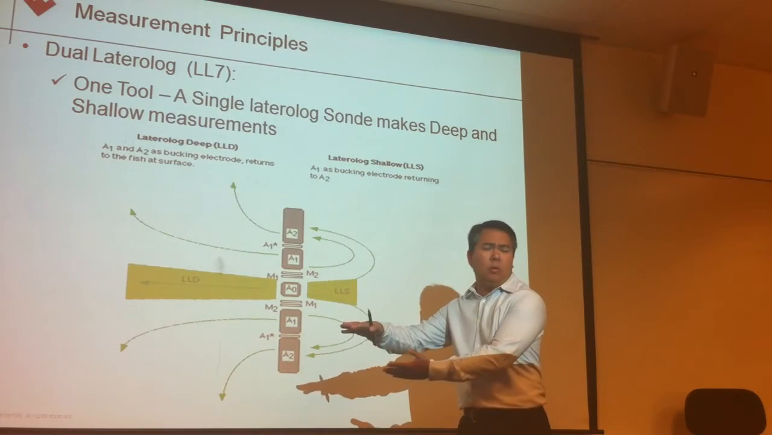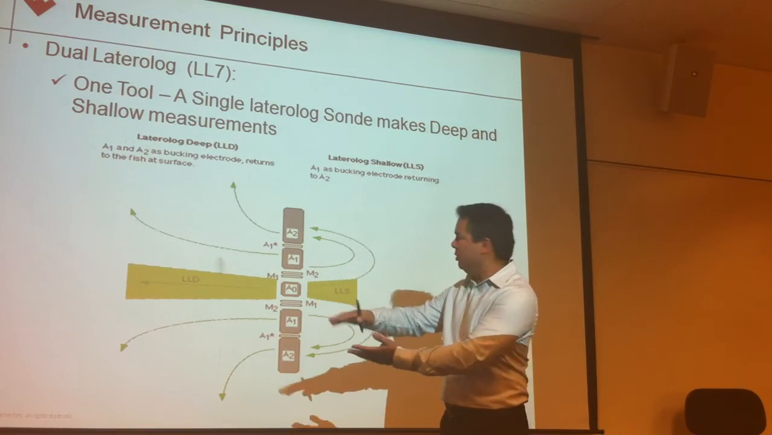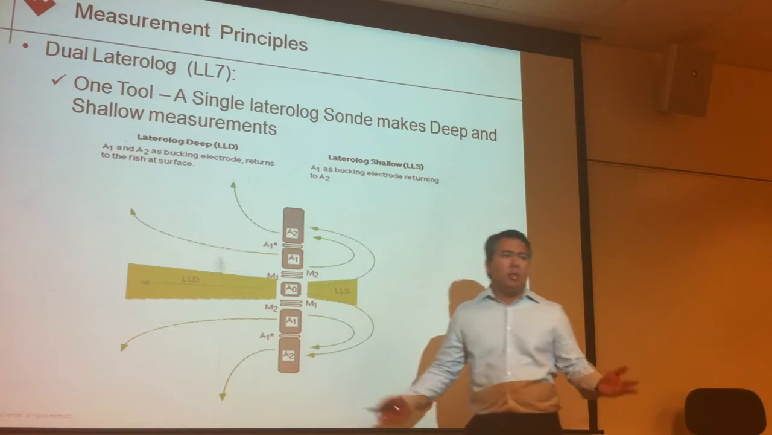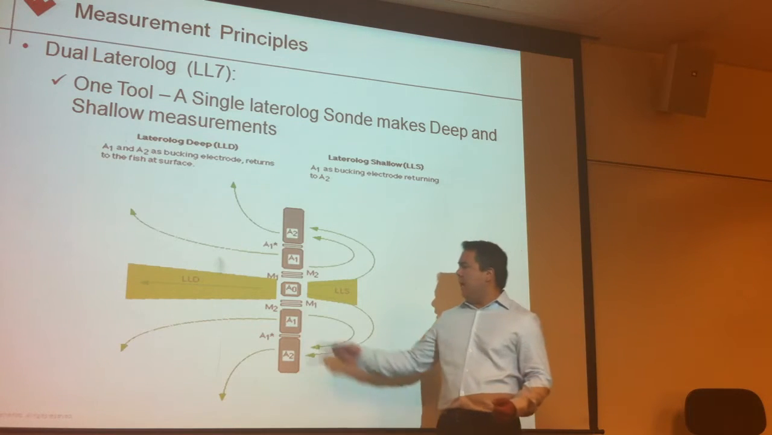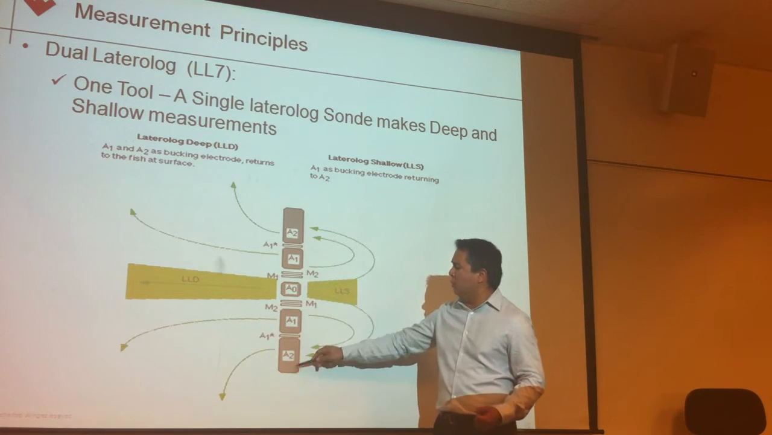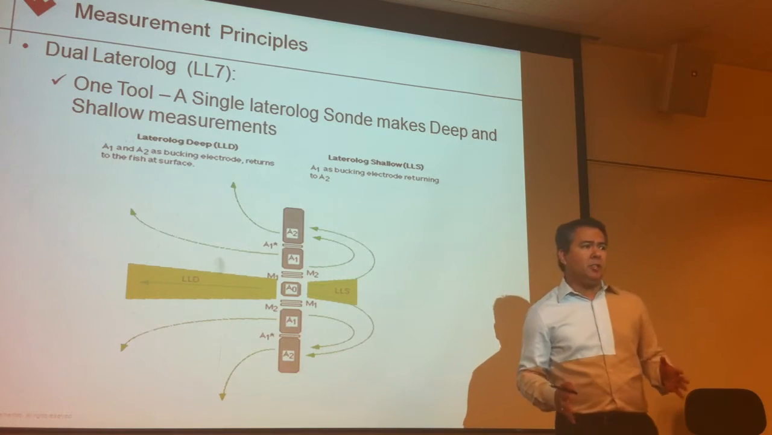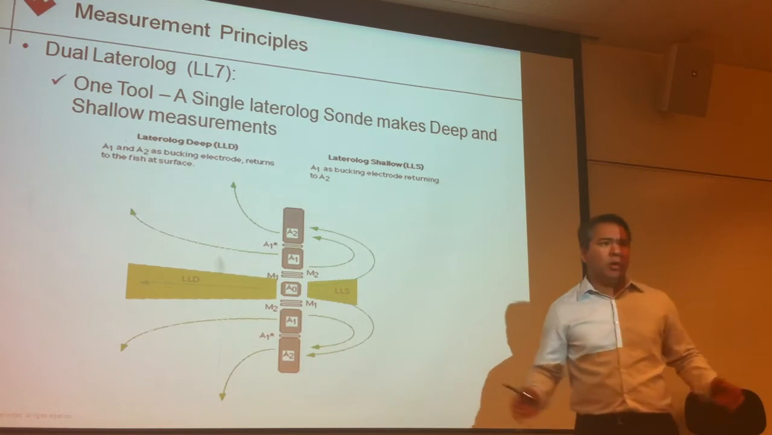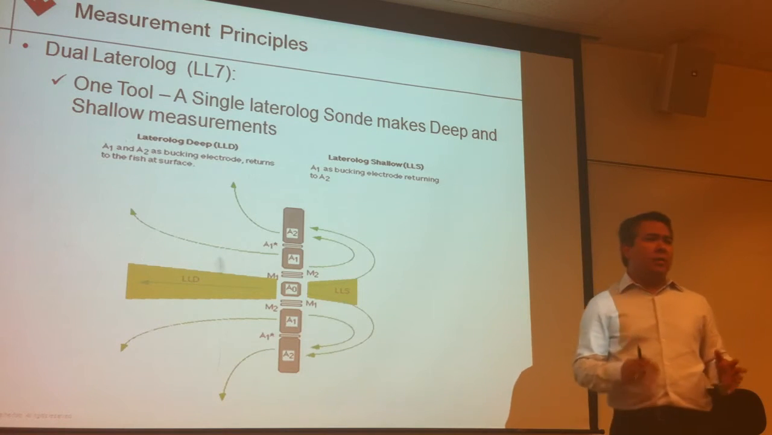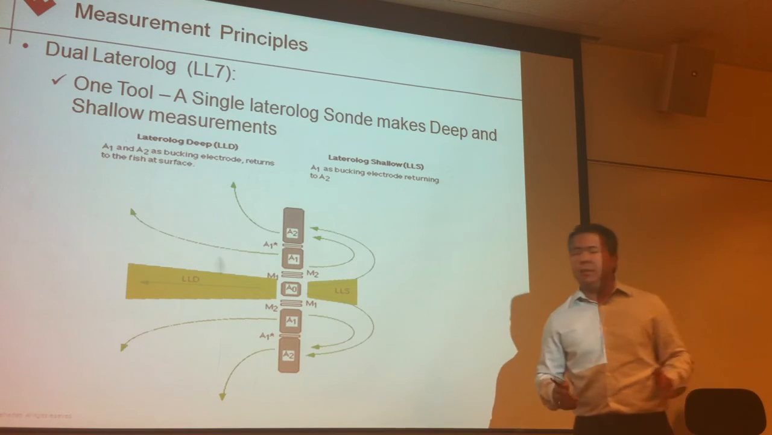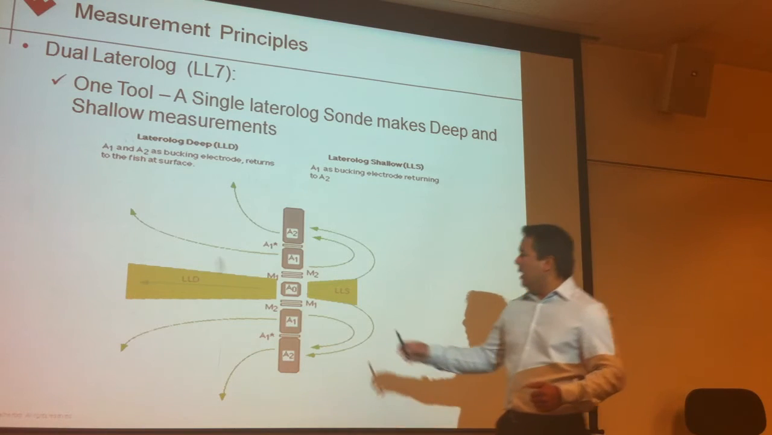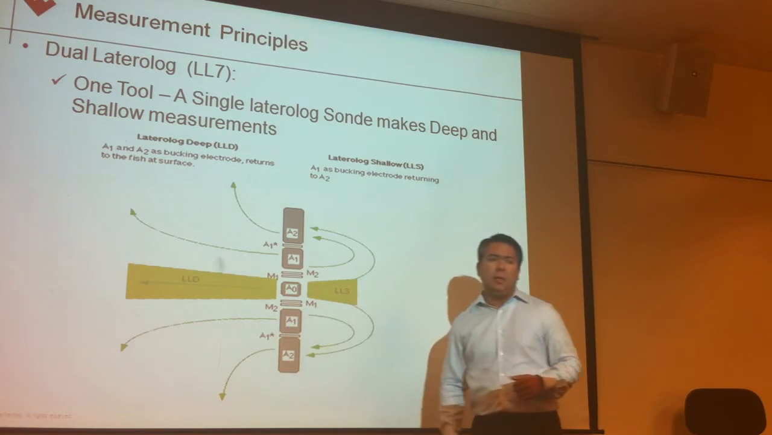Once they found out how to make the current flow laterally, focused, they improved it. How? They added 2 more electrodes, these 2, right? By changing the configuration of the electrode and the returning electrode, we can have 2 depth of investigation measurements. These are the Laterolog shallow and Laterolog deep.